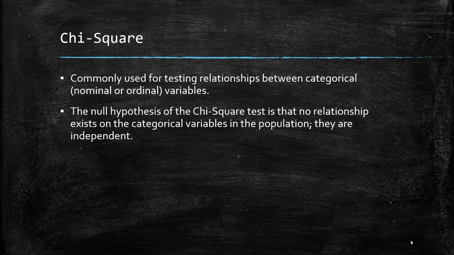We use the chi-square statistical test to tell us if those things are independent in our sample or if they're related. Is marital status independent of job title in our sample? That's what we would look for if we're using chi-square.